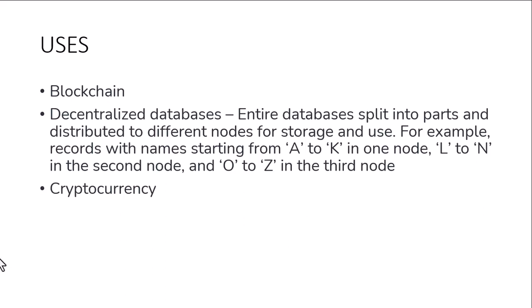So we have decentralized databases. The entire database is split into parts and distributed to different nodes for storage and use. For example, records with names starting from A to K in one node, L to N in a second node, and O to Z in the third node.